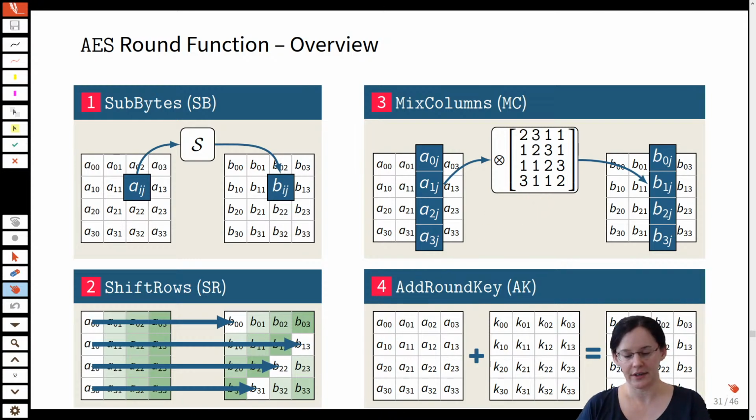And finally, there is a round key addition, which is simply the XOR of the current round key according to the key alternating construction.